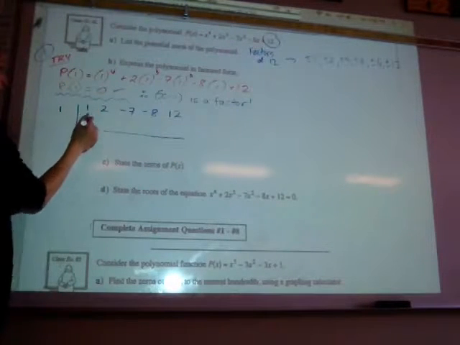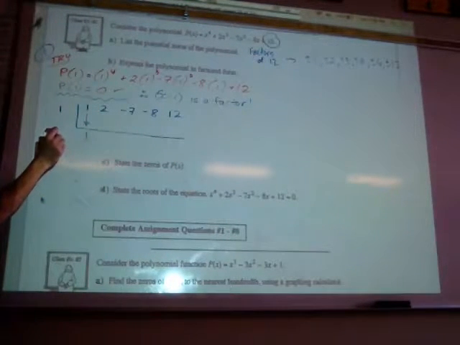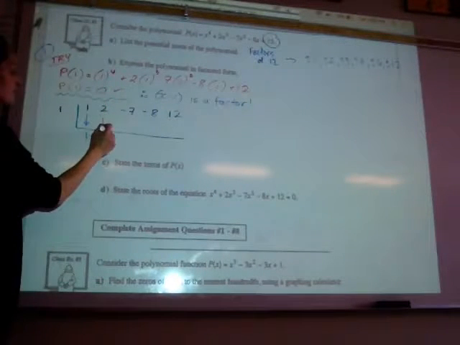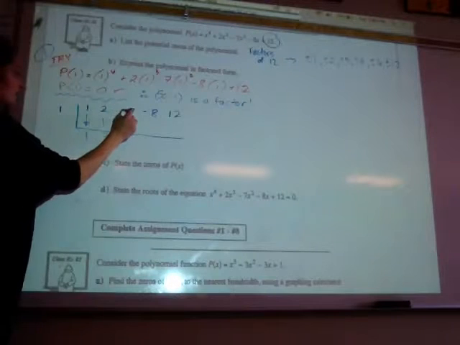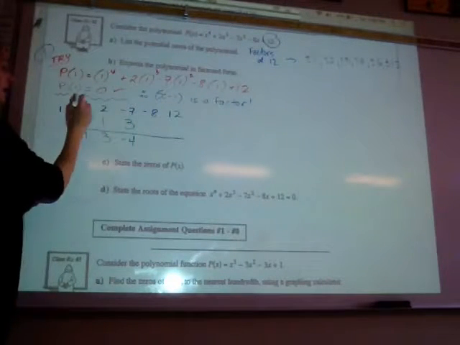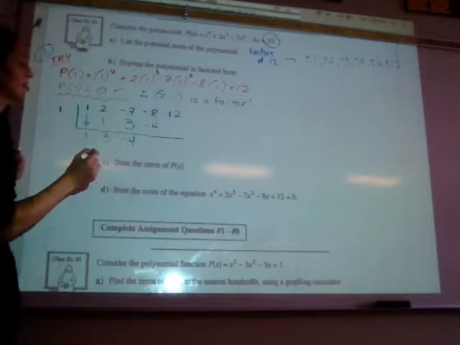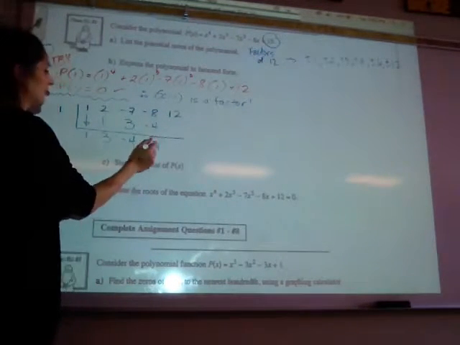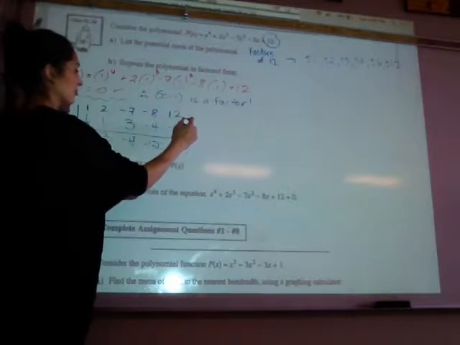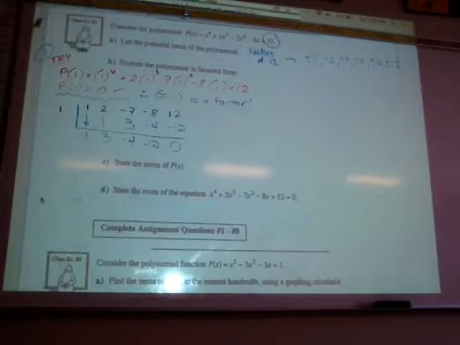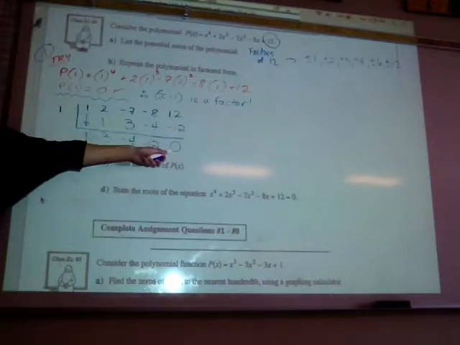Let's run through it. So bring down the 1. 1 times 1 is 1. 2 plus 1 is 3. 3 times 1 is 3. Negative 7 plus 3 is negative 4. Times 1 is negative 4. Negative 8 minus 4 is negative 12. Negative 12 times 1 is negative 12. Plus positive 12, 0.